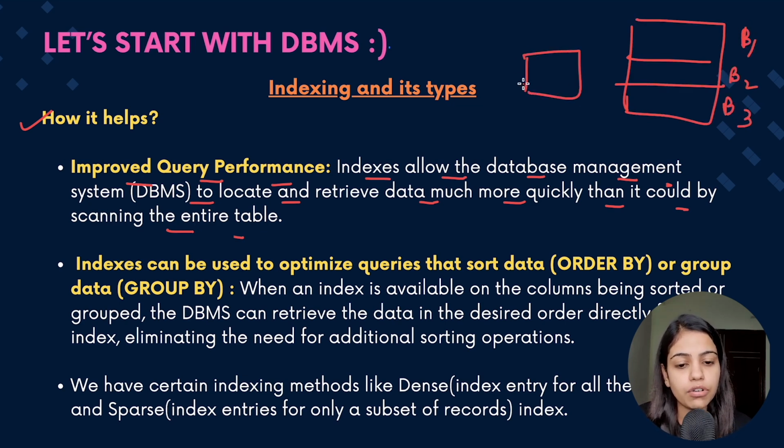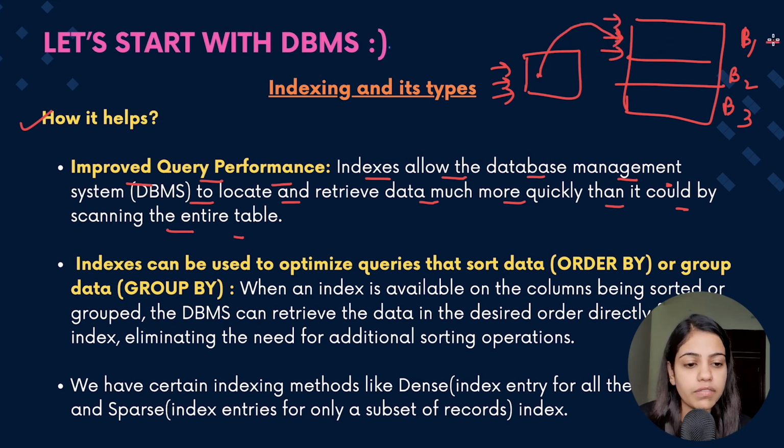Now we only need to go to this index table. We need to search for that particular key which we are searching, and then we need to go to the pointing block where that particular value could be present, and then we only need to search that particular block. So earlier we were searching each and every block. Now we only need to search one or two blocks specifically.